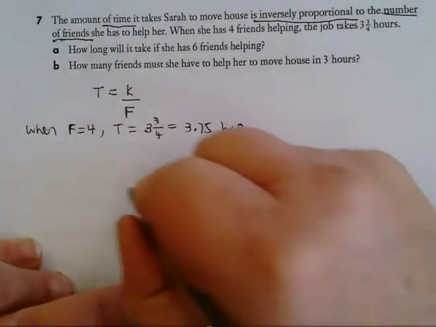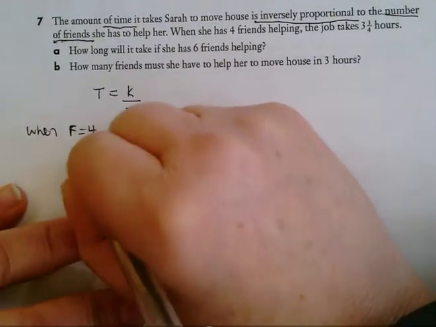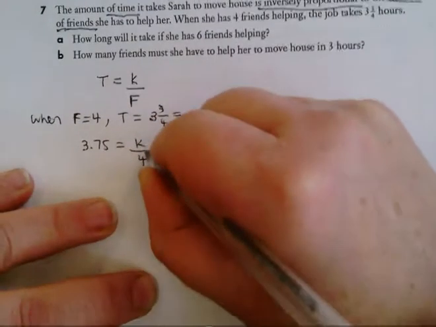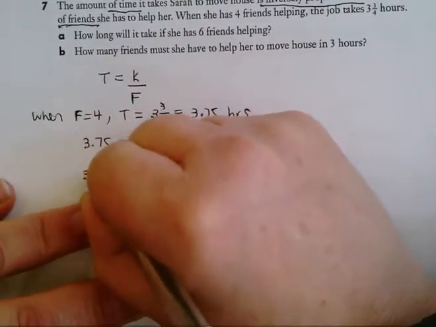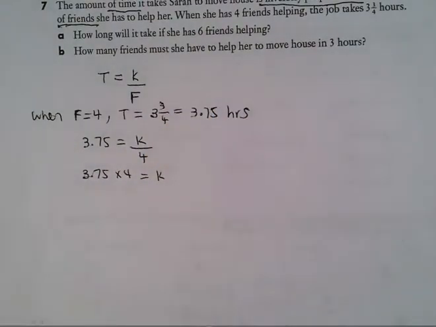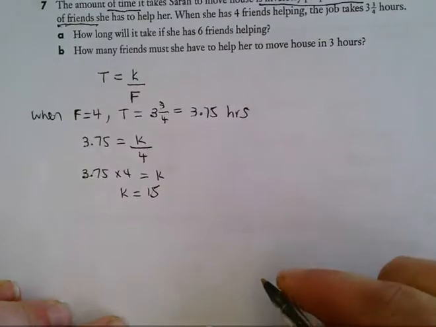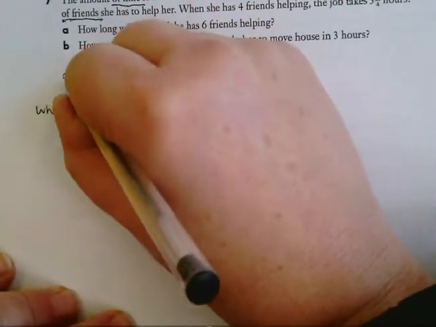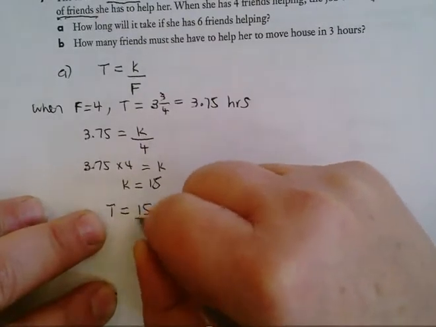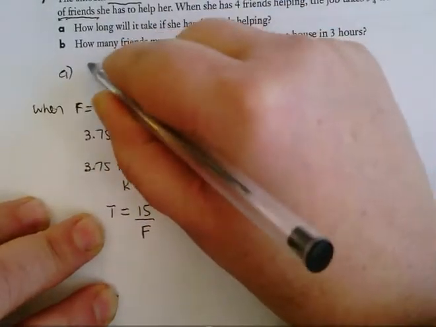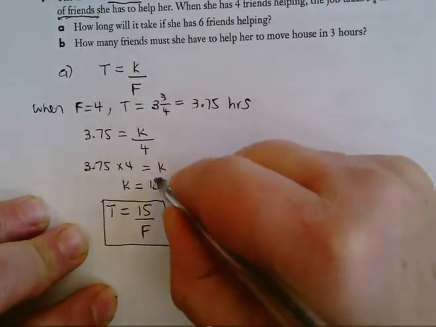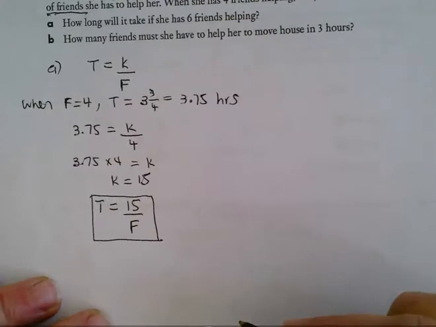Okay, so substituting those into the formula to find K, we've got that 3.75 equals K over 4. Inverse operation of dividing by 4 is to multiply by 4. So K equals 3.75 times 4. So we have that K is 15. Now, this is just to establish that the formula is T equals 15 over F, because we know that T equals K over F and that K is 15. So that's our formula, T equals 15 over F.